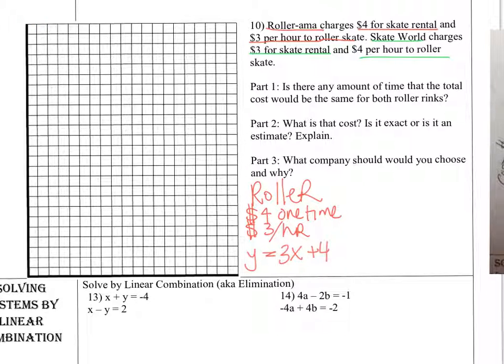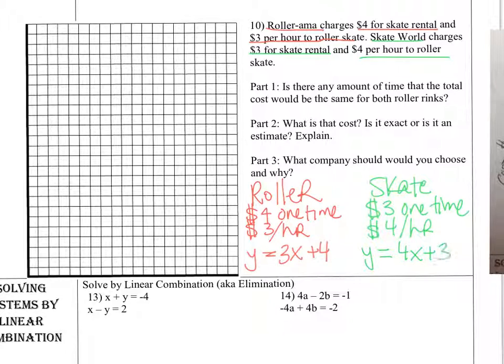Okay, let's look at Skate World now. For Skate World, I'm going to call it Skate, their one-time fee is $3, one time. So it's $3 just to walk into the place. But they charge you $4 per hour for skating. So now you've got your slope, because of that word per, we have a rate, and then a one-time fee, or a y-intercept, 3. That translates to y equals 4x plus 3.